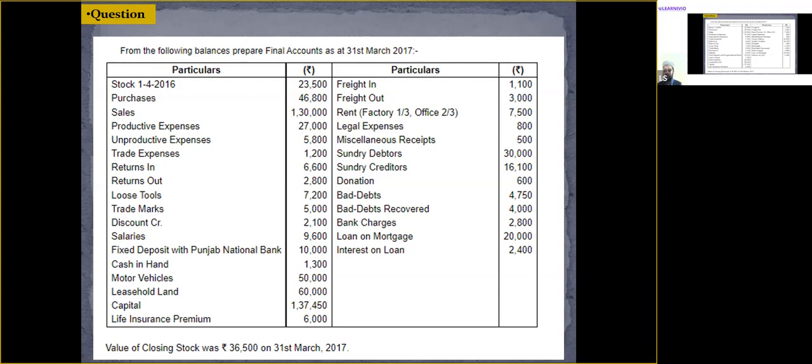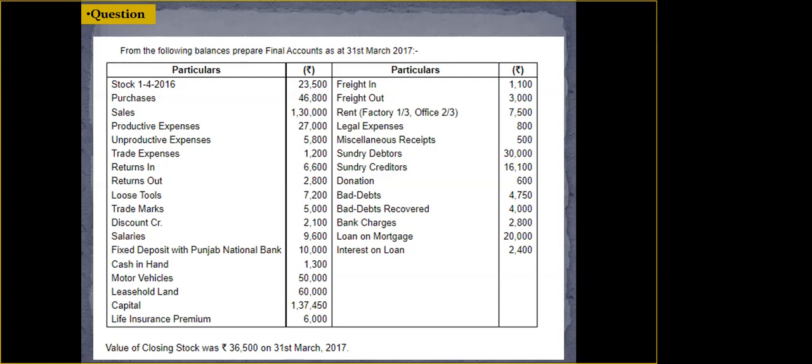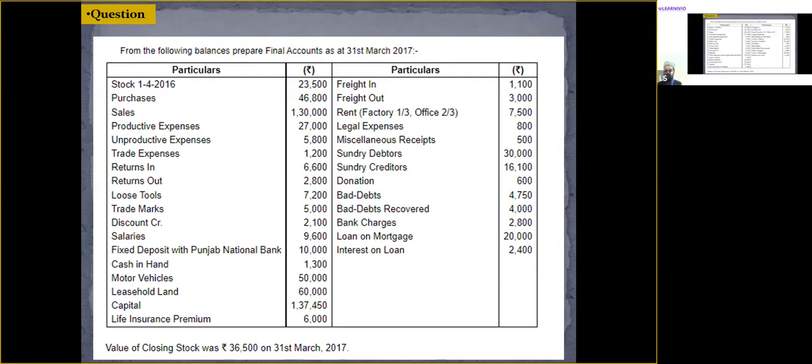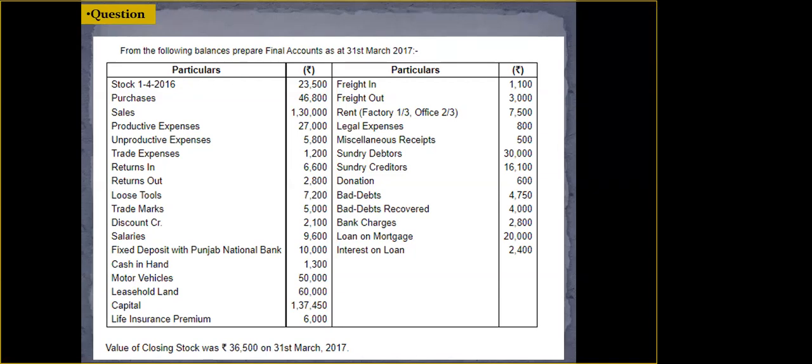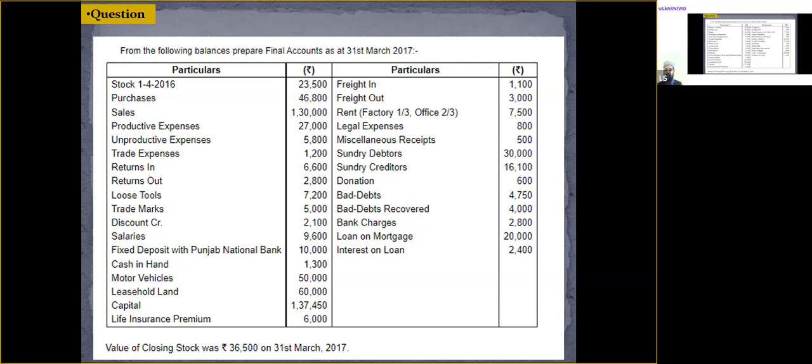Next item we have is motor vehicle. This one is easy, I think. So tell me, motor vehicle, we will be writing it in which account? Trading, profit and loss, or the balance sheet? On which side? The asset side. Yes, asset side. Whenever we are discussing in the context of the balance sheet, we do not use the terms credit or debit. We just use the asset and the liability side.